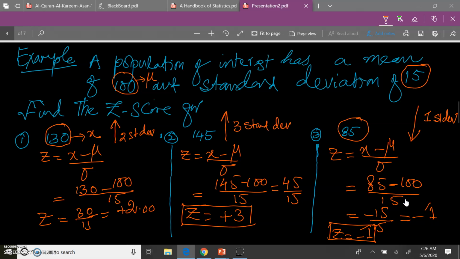So remember, the z-score tells you if an observation is above the mean, and it tells you how many standard deviations. The sign tells you if it's above or below. If it's positive, it means above. How many standard deviations? 2 standard deviations. Again, the z-score is positive, it means the observation is above the mean. How many standard deviations? 3 standard deviations. And here the z-score is negative, it means the observation is below the mean. How many standard deviations? 1 standard deviation below the mean. I hope you understand that.